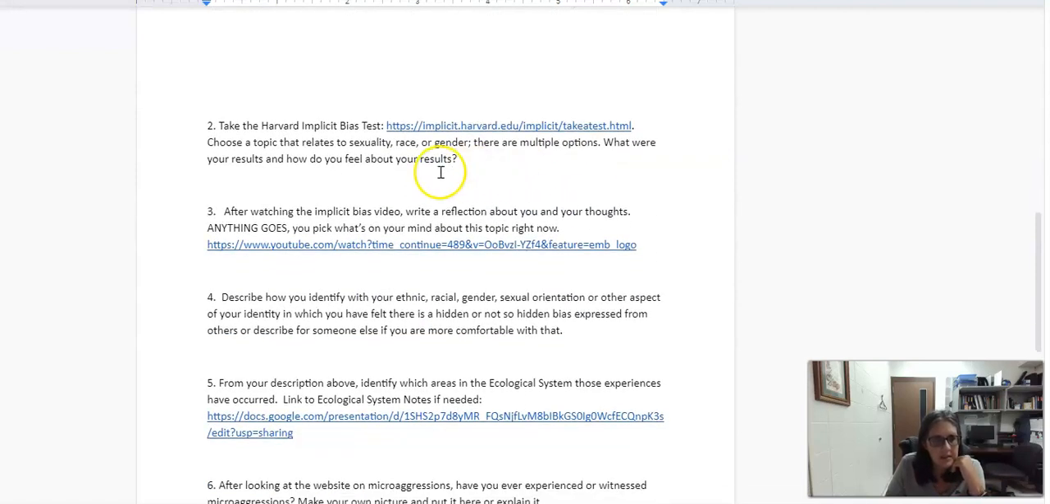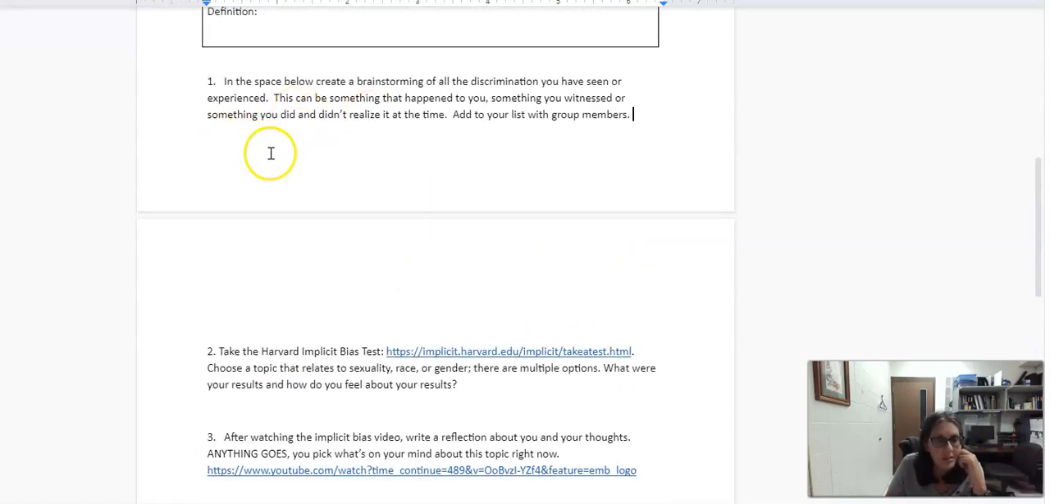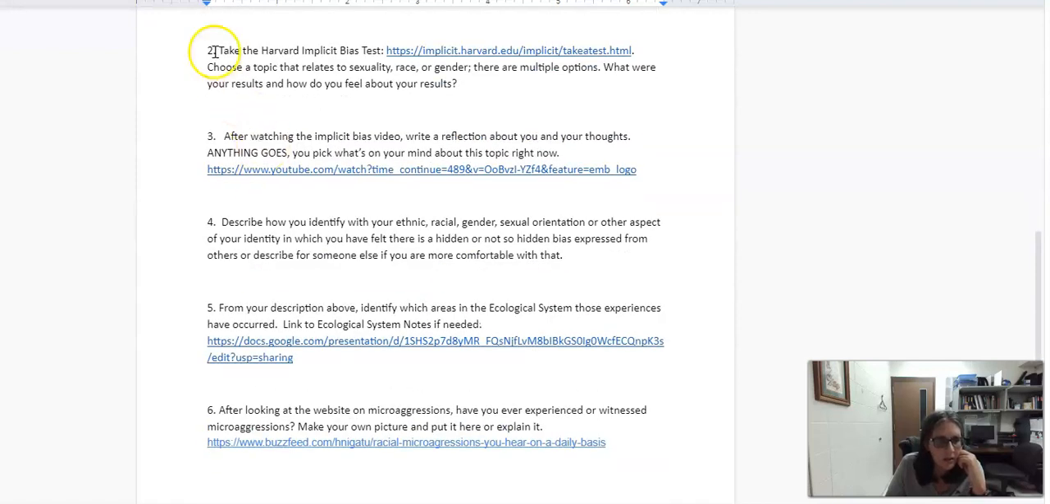And then the next step, and hopefully this is a way to work some stuff out. I know it's digging into some of the past for people, and that can be really painful. If you're having a really hard time with this one, just let me know, and it can be something you move on from faster. But next is taking the Harvard implicit bias test.